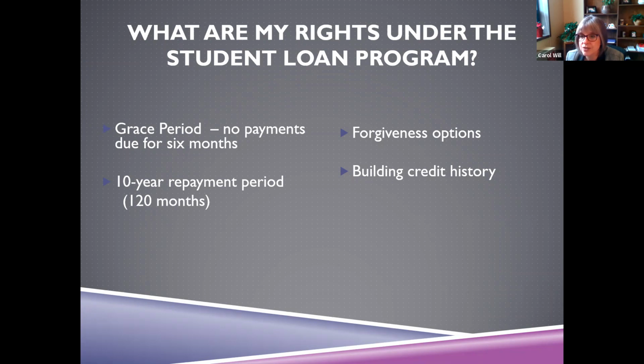You have a right to a 10-year repayment term. You have a right to have loans forgiven or canceled in certain circumstances, and we'll talk more on this in a bit. You have a right to establish a credit history for yourself, either a good one or a bad one. It is your choice.